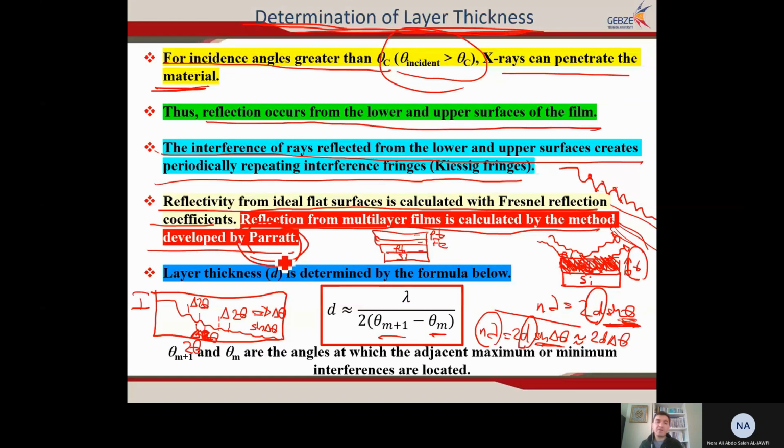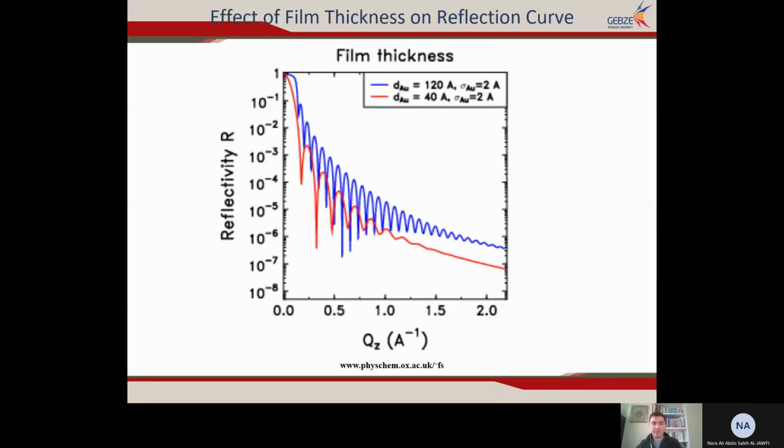And this Parratt formalism is used in commercial X-ray reflectivity simulation programs. You can also produce a simulation program by yourself by using the Parratt formalism. Then let me continue with the effect of the film thickness on the reflectivity curve.